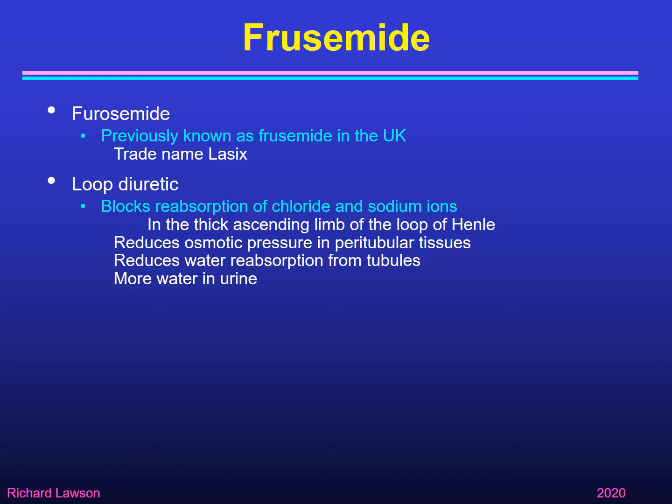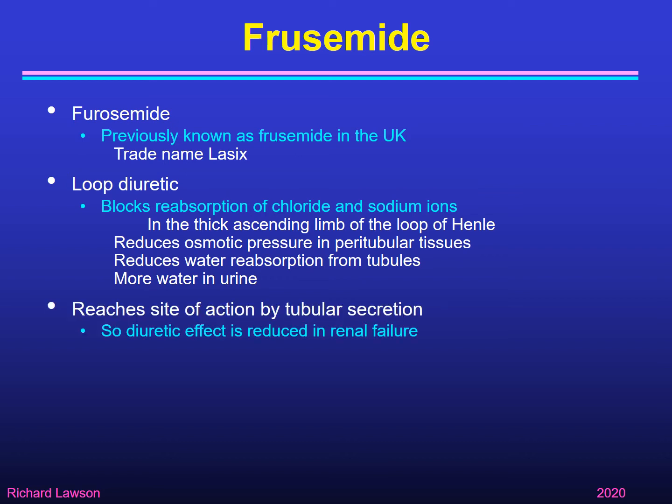It's a loop diuretic, which means it blocks reabsorption of chloride and sodium ions in the thick ascending limb of the loop of Henle. And as we've seen, by reducing the absorption of sodium, it reduces the osmotic pressure in the peritubular tissues and therefore reduces the amount of water reabsorption that follows passively. That means there is more water left in the filtrate, more water comes out in the urine, we get a higher flow of more dilute urine. That's the diuretic effect, as we call it.